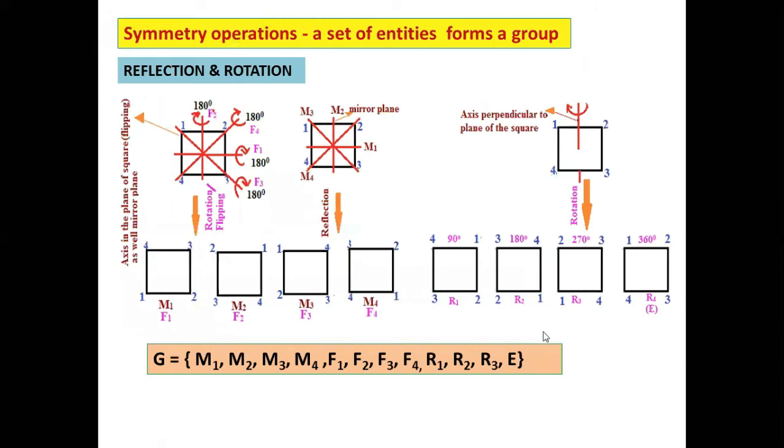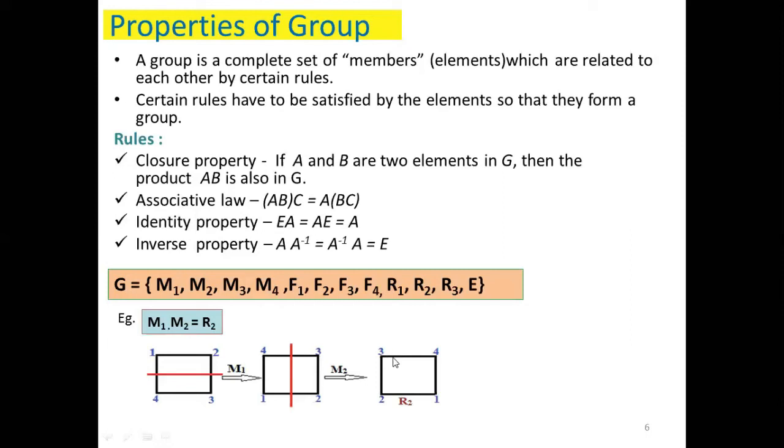So we have seen the R2 configuration, that is, 3 and 4 will be above, and 2 and 1 are in the bottom of the square. The same is obtained here, 3 and 4 in the above of the square, and 2 and 1 are found in the bottom of the square. So this configuration is related to this R2 operation. So when two operations M1 and M2 are combined, it results in another operation, for example R2, and that also belongs to this group.